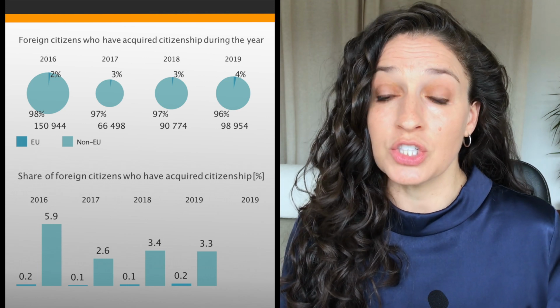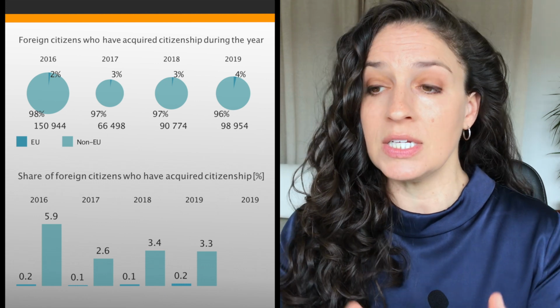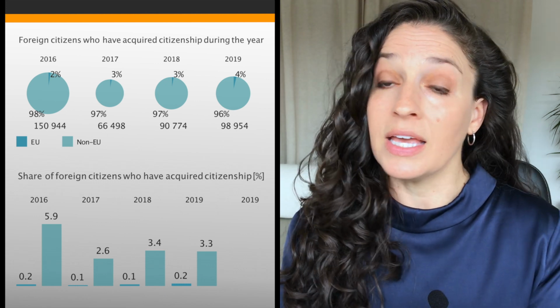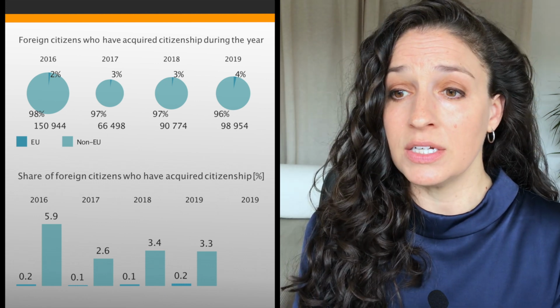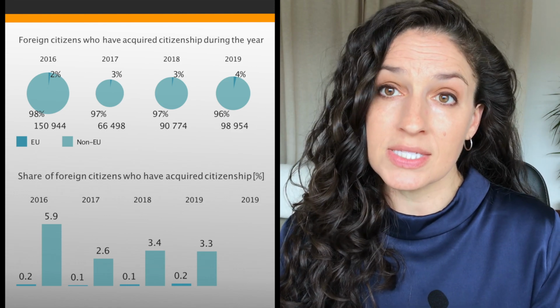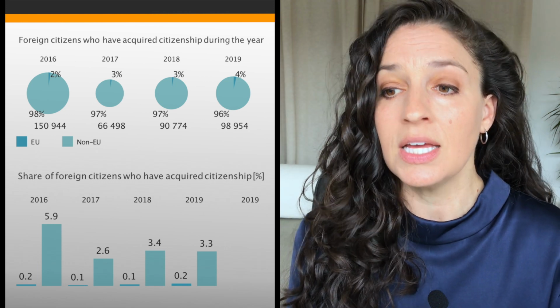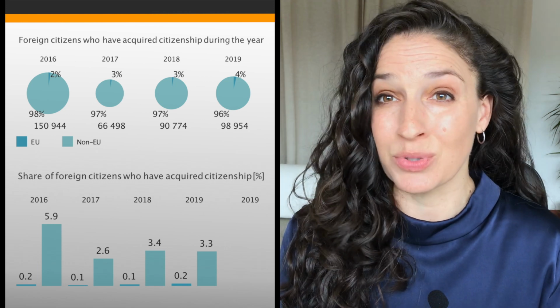If you also see the share of foreign citizens who have acquired citizenship between 2015 and 2018, again broken down by EU citizens and non-EU citizens, you can see here it's not huge numbers. So in 2016, we saw the highest numbers between 2015 and 2018, and there it was still around 6% of the population actually acquired citizenship.